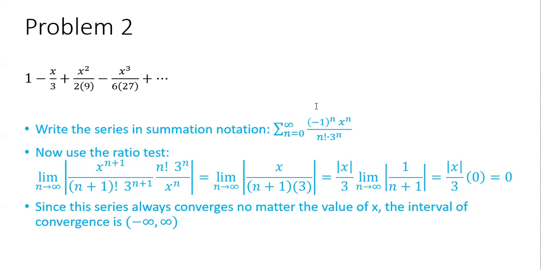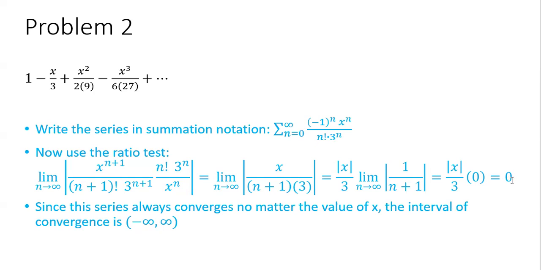Now that we have this form, we can use the ratio test to get our radius of convergence, and that gets us on the path to getting the interval of convergence. So we go through the motions of the ratio test. You can definitely pause the video. I'm not going to explain every single step here. We do the ratio test, we get 0 as the result.